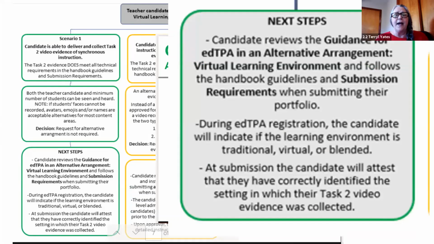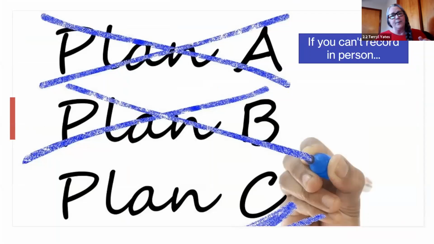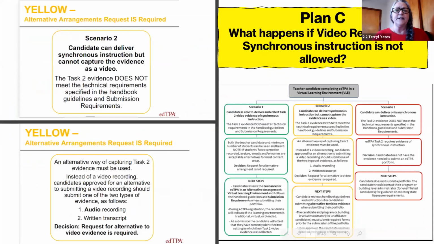So really it's just a matter of students correctly filling out, when they register, noting that they're either traditional, virtual, or blended, and following some of the rules. Now, some people, though, can't record in person. They can't record a synchronous lesson. So that puts it as Plan C. And Plan C is really not a very good plan.